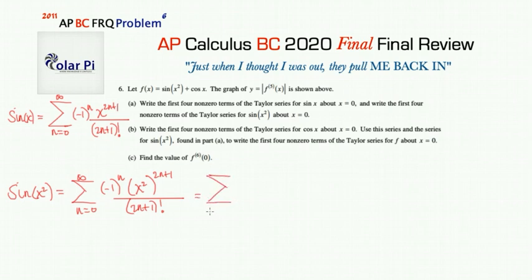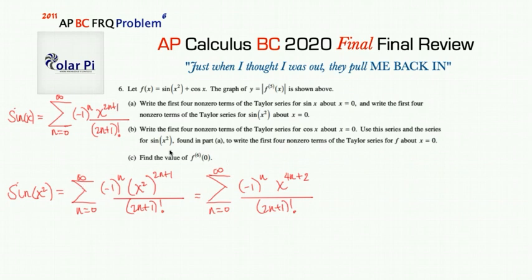Okay, all right. n equals 0 to infinity, and I'm saying we can simplify this a little bit. Back-to-back exponents say that we multiply these, so that's going to be x to the 2 times 2n plus 1, which is 4n plus 2, and then all this divided by 2n plus 1 factorial. Cool. All right.